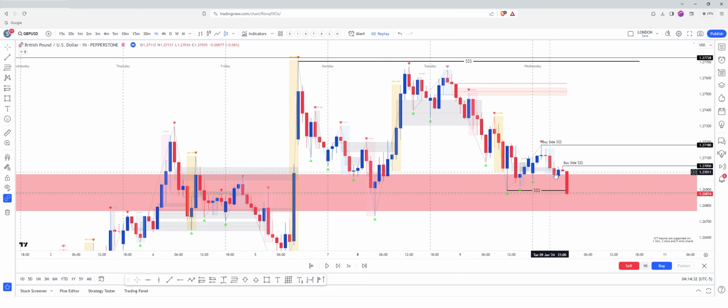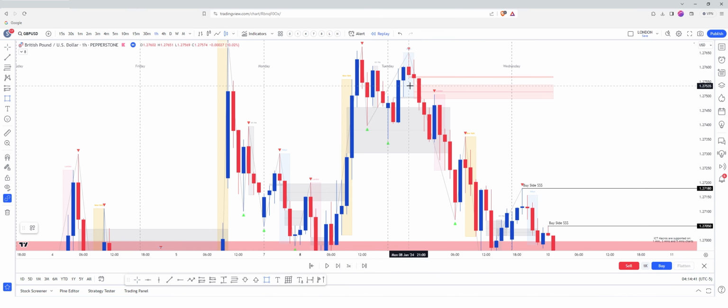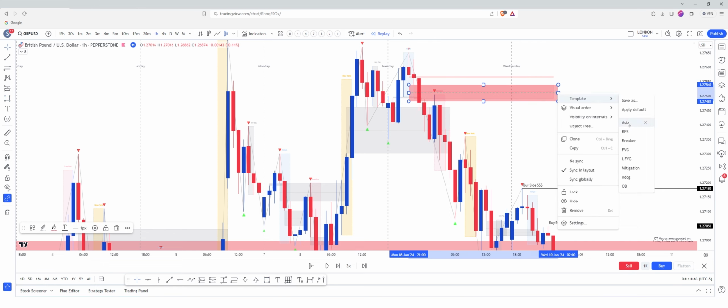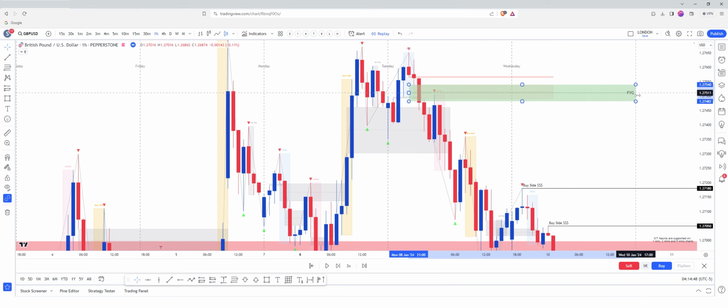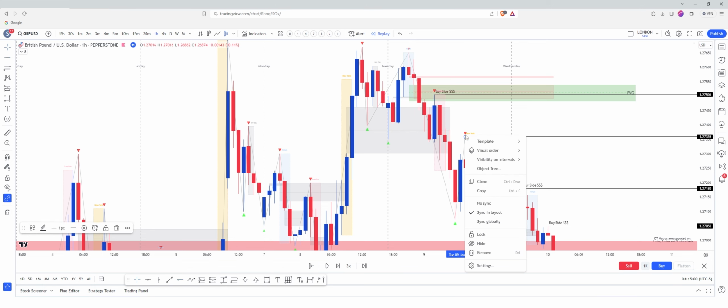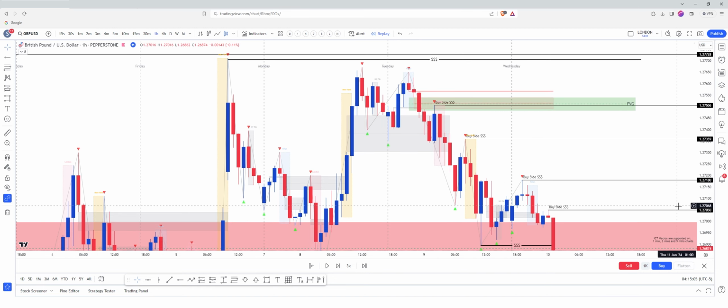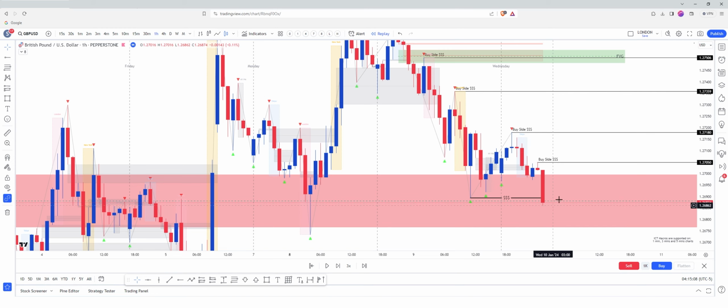Quite nice price delivery on the way down. So our only inefficiency is this fair value gap put in yesterday. That's a 1 hour fair value gap, and we do have a swing high inside that fair value gap. There's buy side liquidity, and then we have the New York session high as well. As buy side, so there's our targets. We have just swept liquidity already.